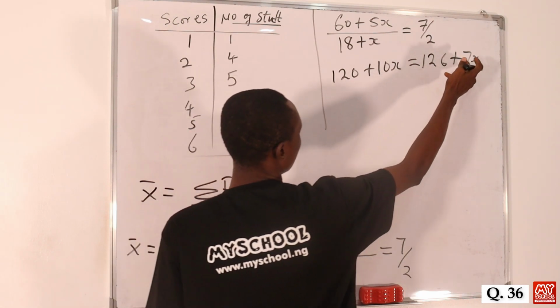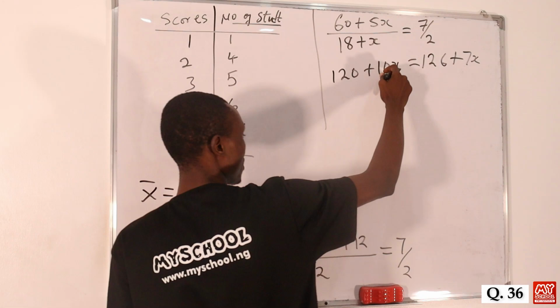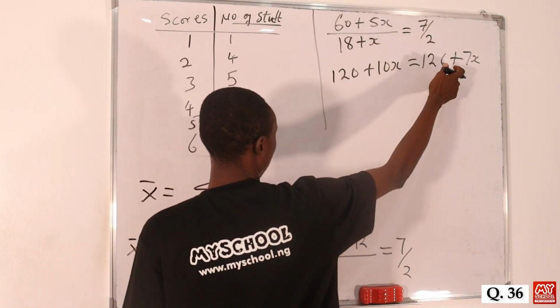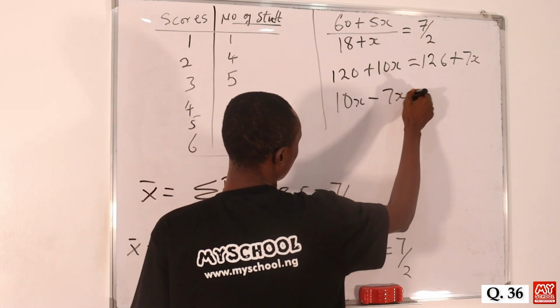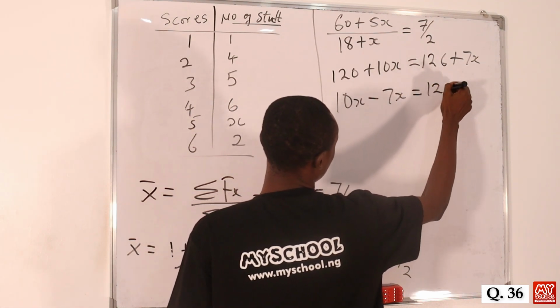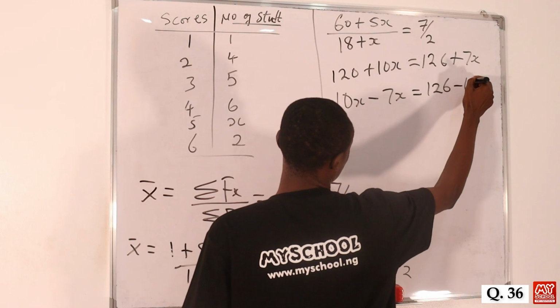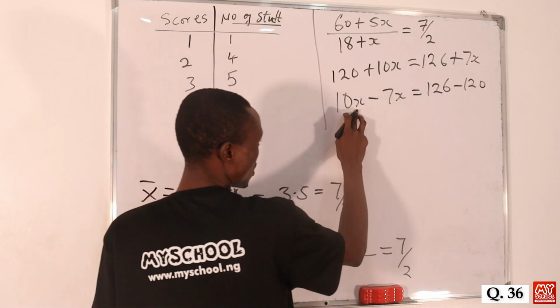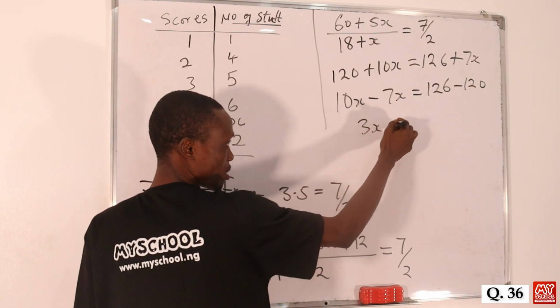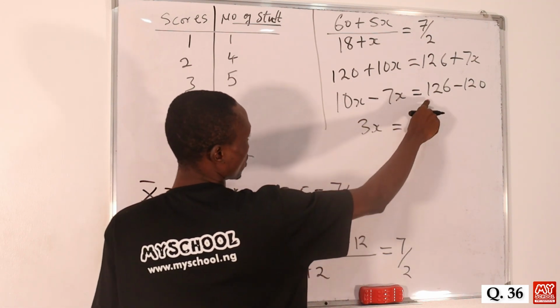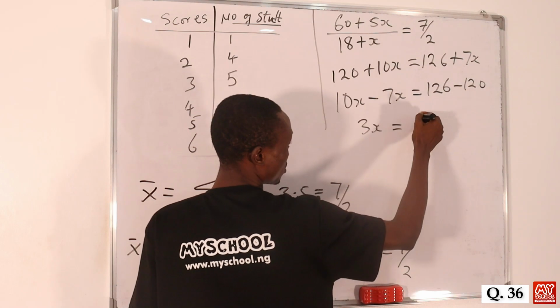Okay, so we move this 7s to this side, then we move the 120 to the other side. So here we'll be having 10x minus 7s to be equals to 126 minus 120. So 10x minus 7x, that will be equals to 3x. Then this will be equals to, now 126 minus 120, that will be 6.